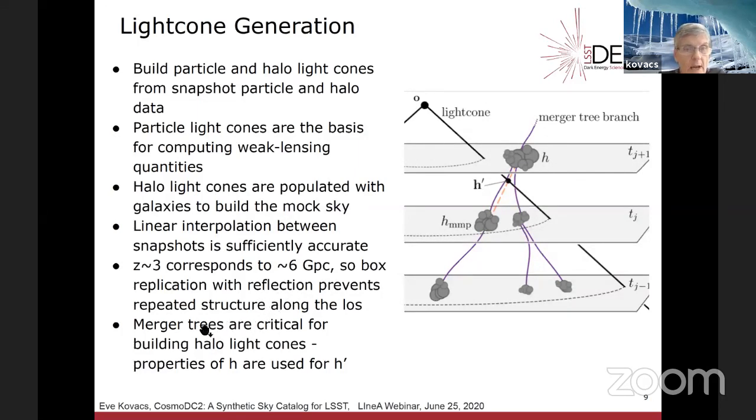And one other point I'd like to make is that the merger trees that we built on the previous slide are actually critical for building halo light cones, because we have to be able to know that halo H came from its halo MMP in this diagram. This is its most massive progenitor. And that's how we tell when the halo crossed the light cone. And we just again use this linear interpolation to find H prime. The properties that we give to H prime are actually just the properties of H. It's just a choice. You have to choose one or the other. You could choose to interpolate the properties, but that doesn't really make much difference. So we just choose to use the properties at H.